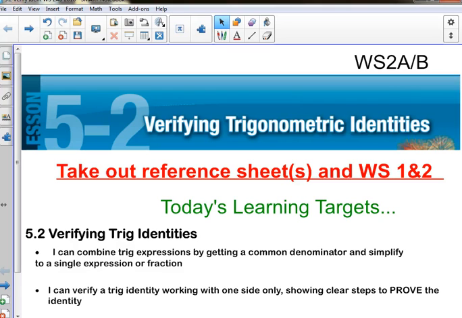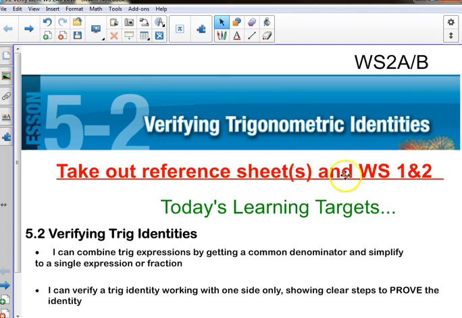Just kidding. Okay, so today we're going to talk about proving or verifying identities, which is where you get to work with only one side to make it look like the other. Okay? We're still going to have some common denominator stuff and all that good stuff.